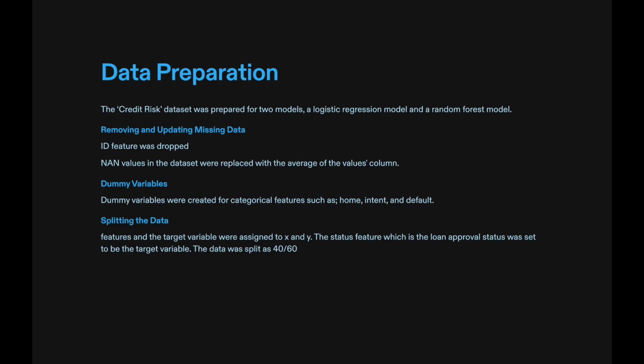Lastly, features and the target variable were assigned to X and Y in order to be able to split the data into a training and test set. The status feature, which is the loan approval status, was set to the target variable. 40% of the data set was used for the test set, and the remaining 60% became the training set.